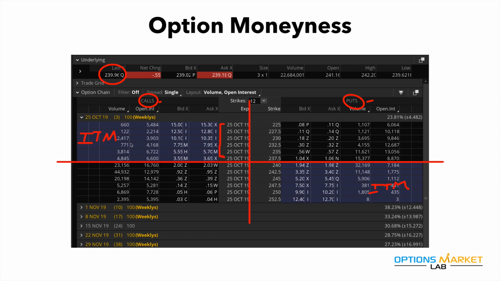Now, at the money, which is the second term, this is typically around the current trading price. Okay, so for both calls and puts, this will be a little bit different. For calls, we have it at $240. For puts, it is at $237.50. Now, everything outside of this area is considered out of the money. I will break this down more for you guys as we move forward.